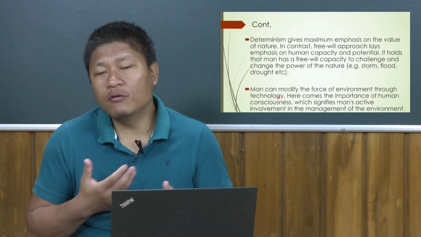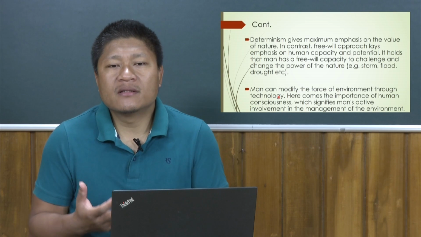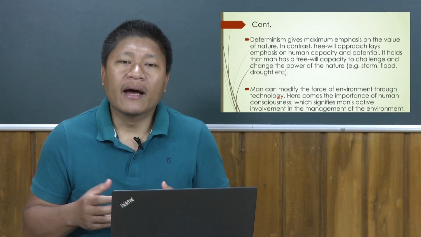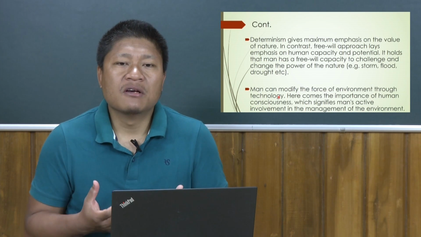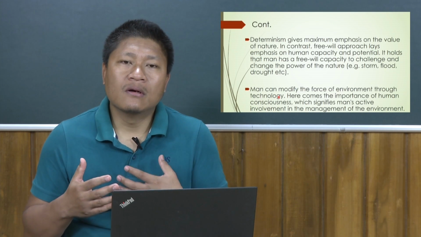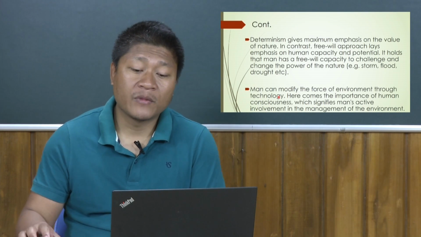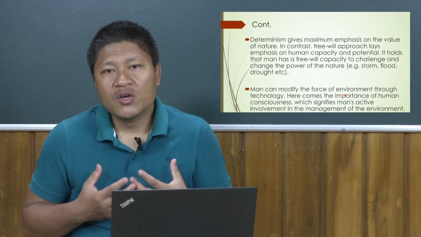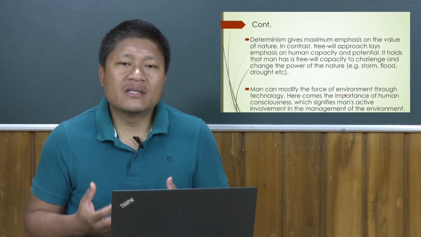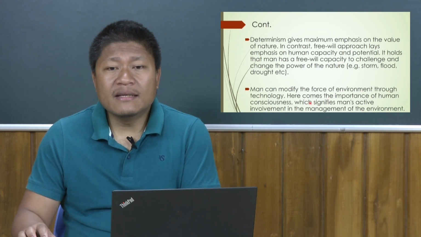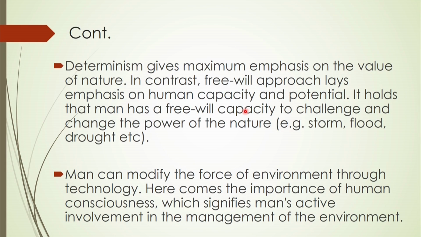If you look at the evolution of human society, as humans evolve from a simple to a more complex society, so does the kind of technology and tools which we use become finer and finer, depending on the needs, or rather how we adapt or cope with the changing nature. Therein lies the importance of human consciousness. The ideas which evolve over a period of time are to be seen in terms of human adjustment with nature. This in essence symbolizes man's active involvement in the management of the environment.